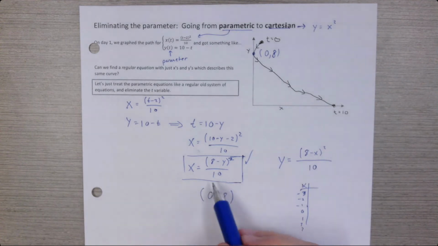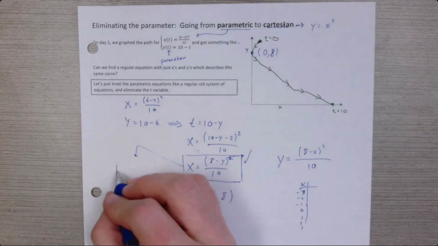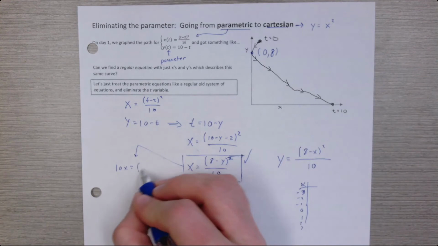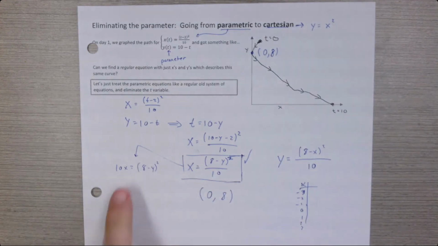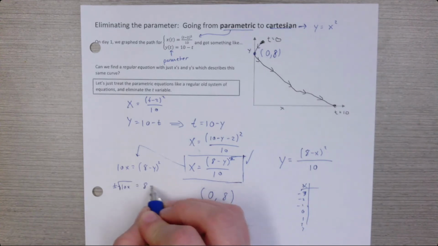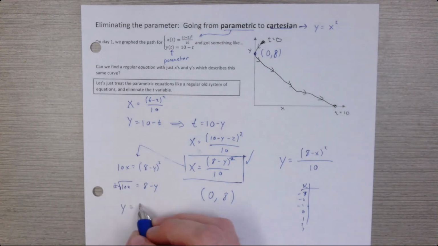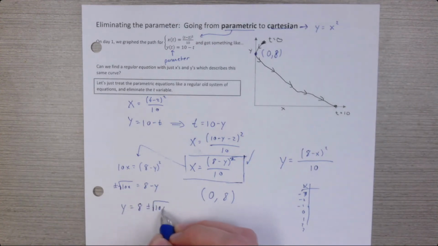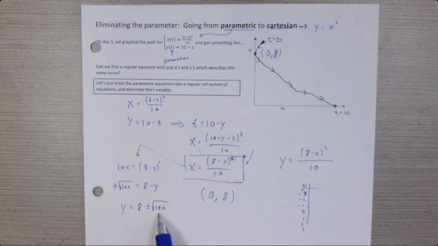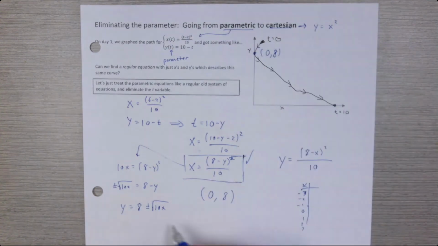If you really wanted to, we could isolate y from here instead, and maybe that's worth just looking at to see what happens. So let's multiply by 10. So now I've got 10x equals (8 minus y) squared. I'll take the square root of both sides. So now I've got plus or minus root 10x equals 8 minus y. Let's add y to both sides and subtract this from both sides. So here I've got y equals 8 plus or minus root 10x. So hopefully you recognize that as being this shape. Here let me redraw it down here maybe.